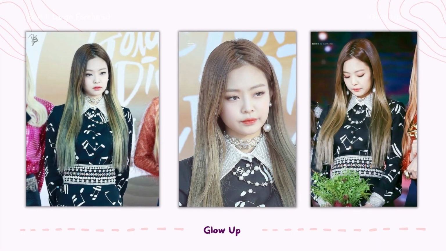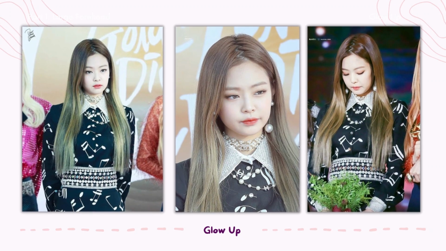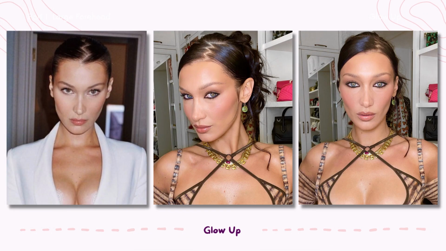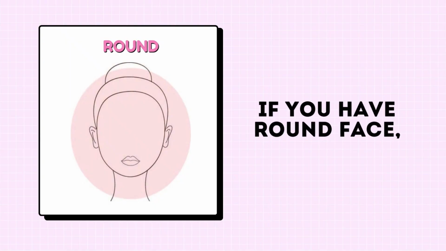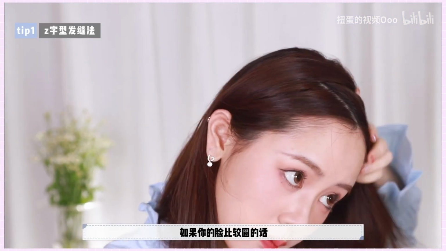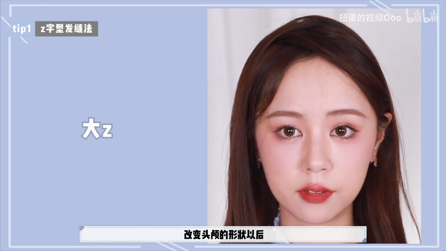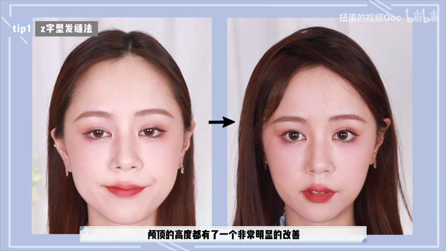Jennie Kim from Blackpink also had this zigzag hairline, but her round face shape doesn't really fit it. Bella Hadid also had this hairline, which as a result, her long face complemented her facial shape and enhanced the features of her face. If you have round face, it's better to divide your hair into large V shapes.